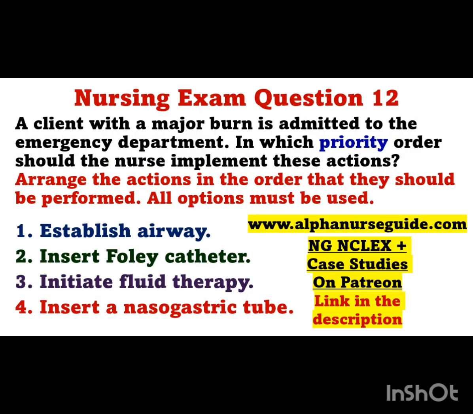A client with a major burn is admitted to the emergency department. In which priority order should the nurse implement these actions? Arrange the actions in the order that they should be performed. All options must be used. 1. Establish airway. 2. Insert Foley catheter. 3. Initiate fluid therapy. 4. Insert a nasogastric tube.